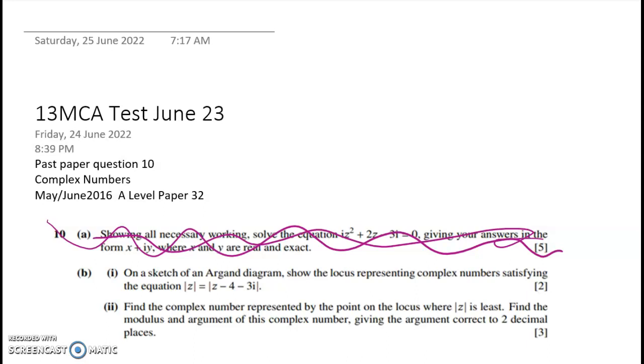On a sketch of an Argand diagram, show the locus representing complex numbers satisfying this equation. So you should be able to look at that now and go straight away that that's going to be a perpendicular bisector for the locus, and I'll explain why in a second.